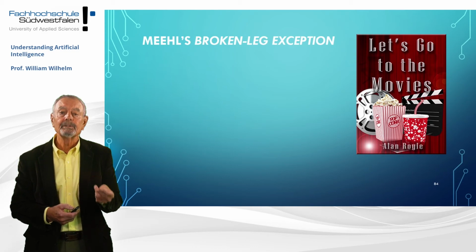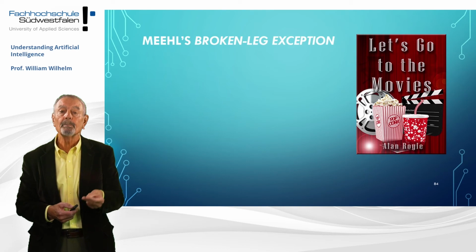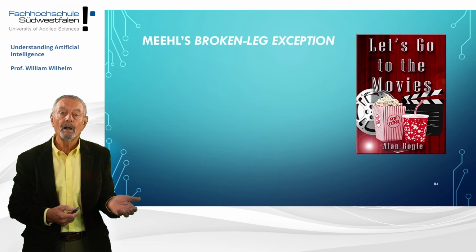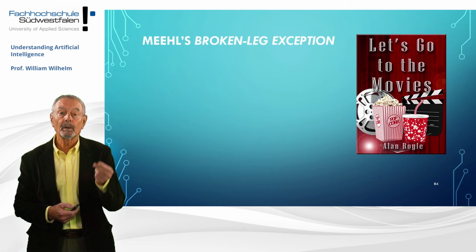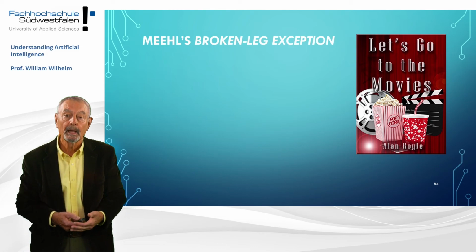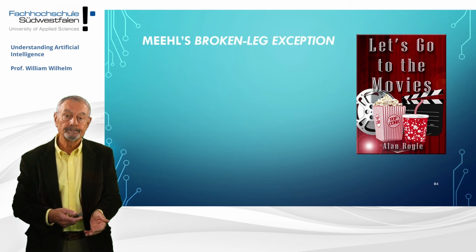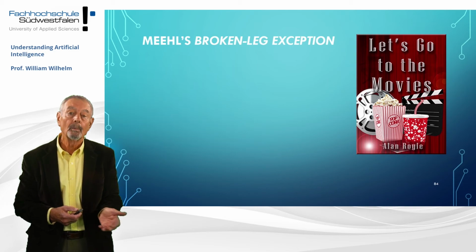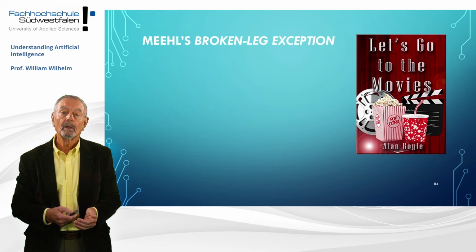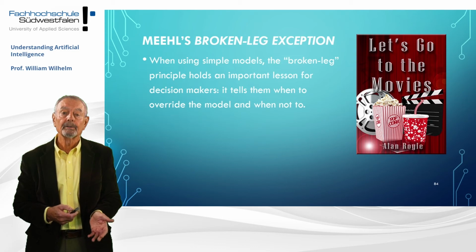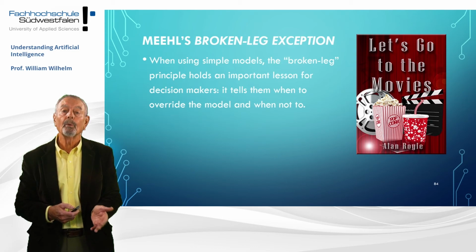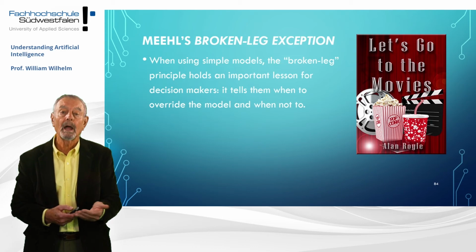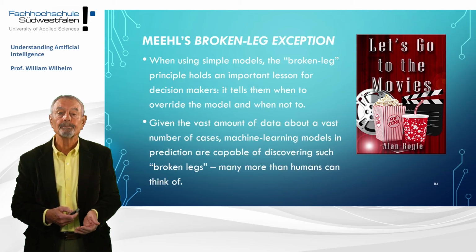Consider a model that was designed to predict the probability that people will go to movies tonight. Regardless of your confidence in the model, if you happen to know that a particular person just broke a leg, you probably know better than the model what their evening will look like. They probably won't be at the movies. When using simple models, the broken leg principle holds an important lesson for decision makers. It tells them when to override the model and when not to.